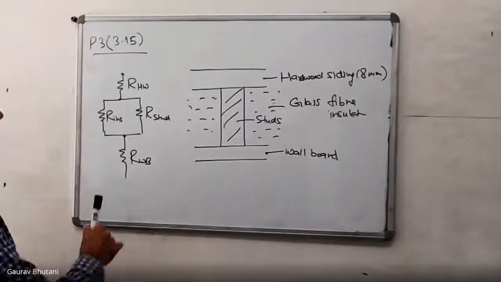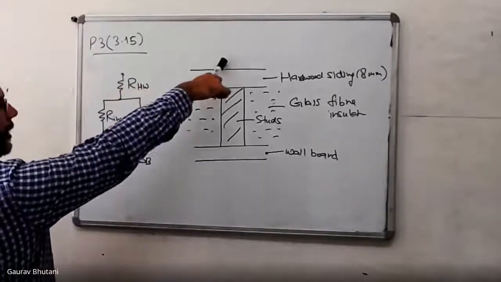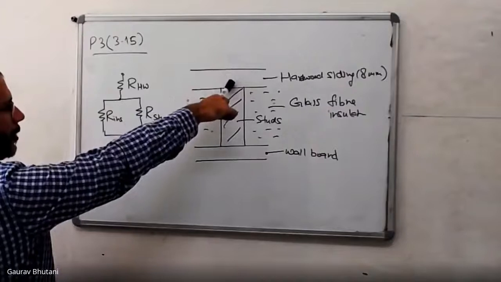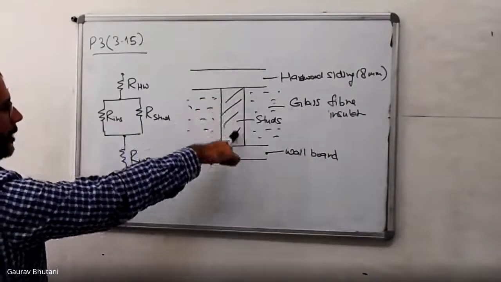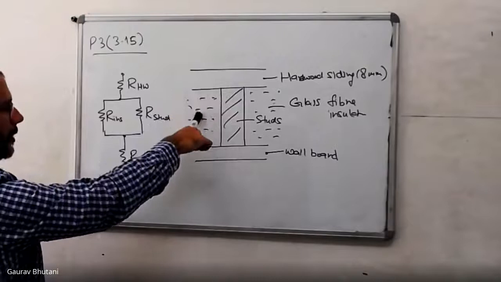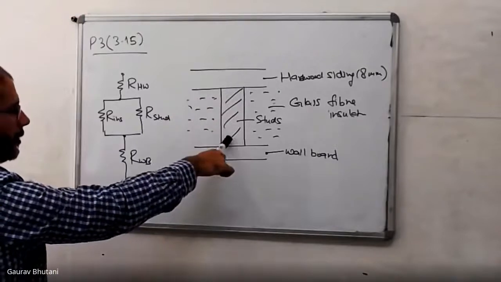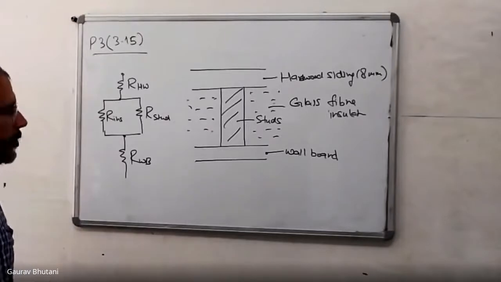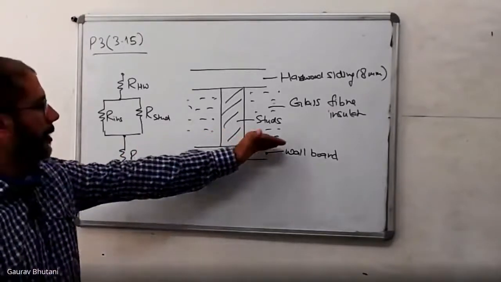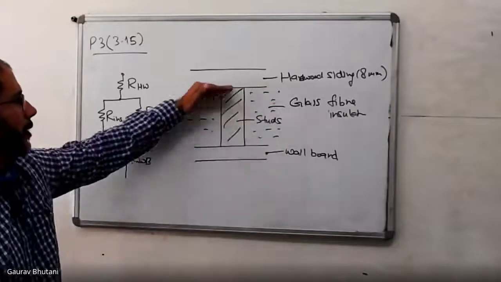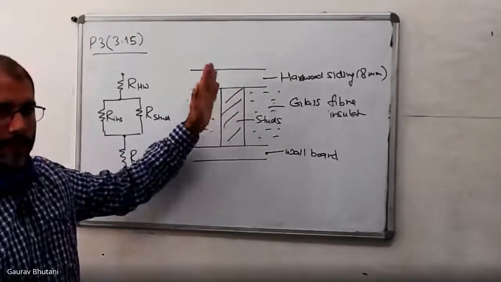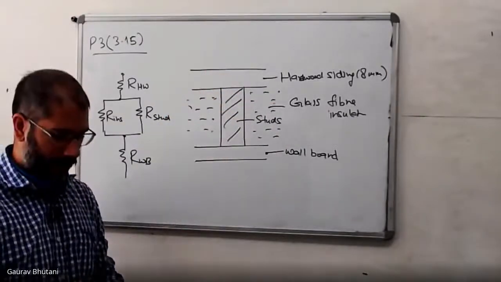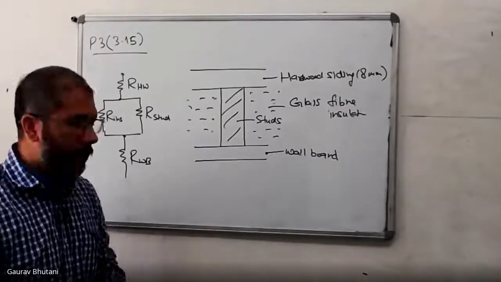So think of it in this sense. Whatever heat's traveling through here, part of it goes to the stud as conduction, and the other part goes to the glass fiber as conduction. And then both of them together go to the wall board as conduction. You have to assume here that they are all isothermal walls, so that there is no heat transfer happening this way. That's an assumption, but we have to start with something.